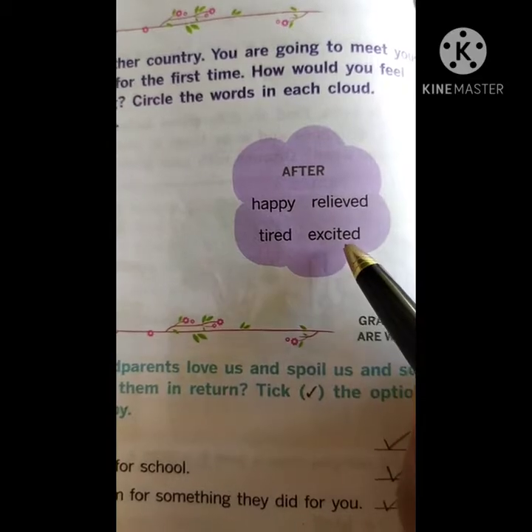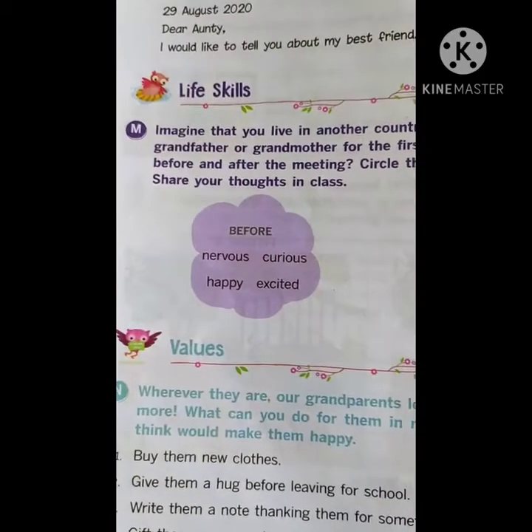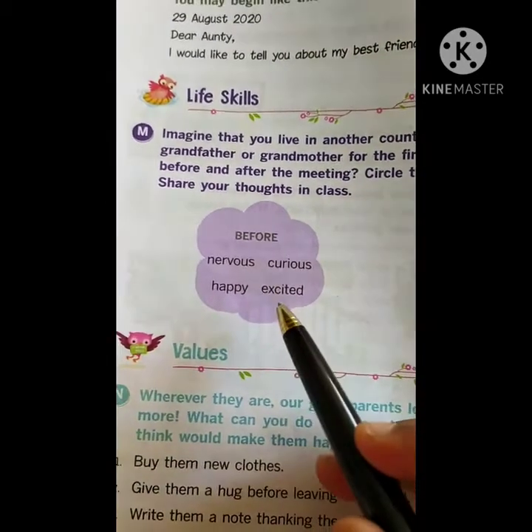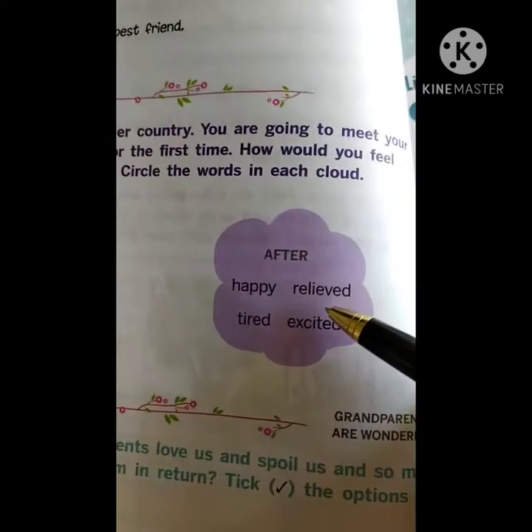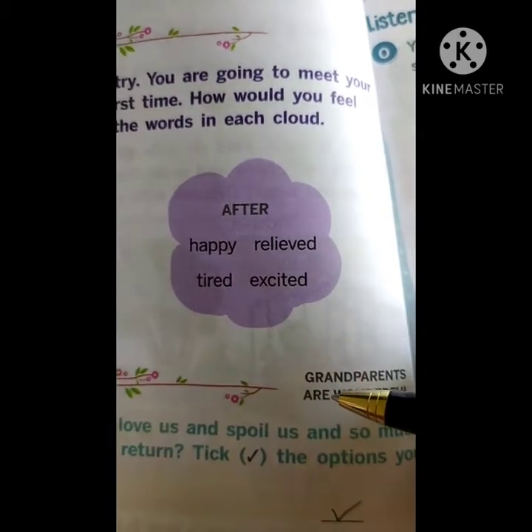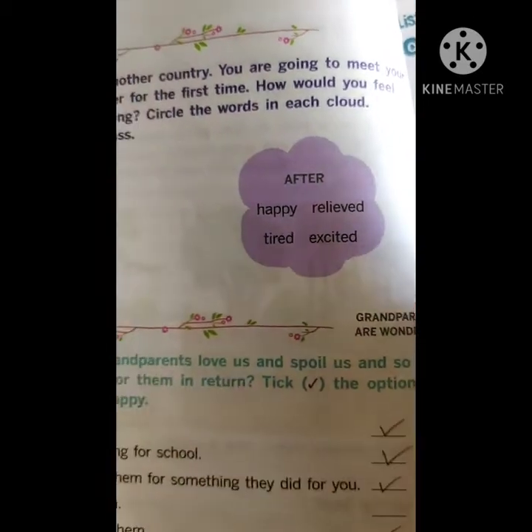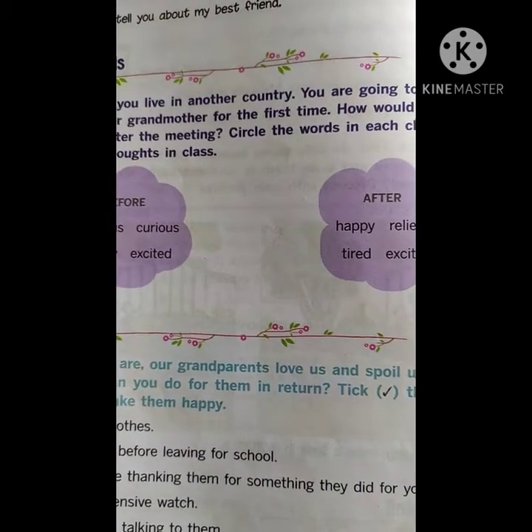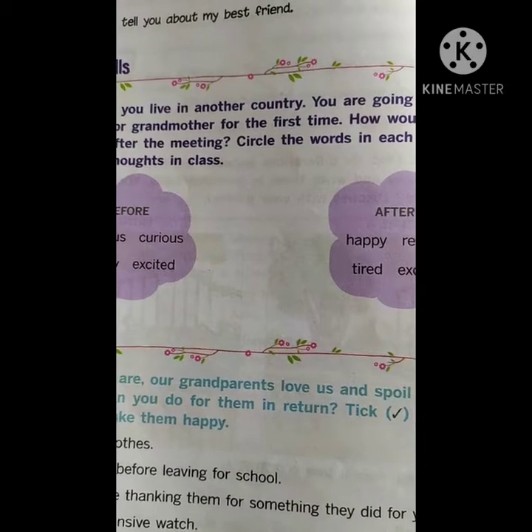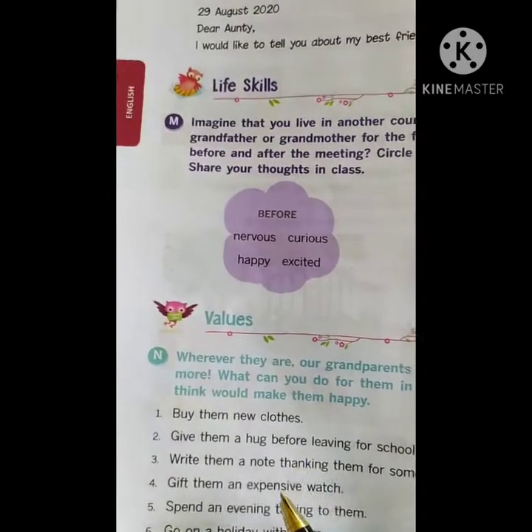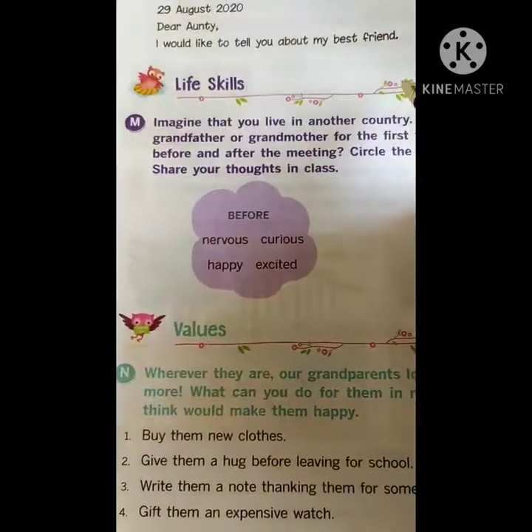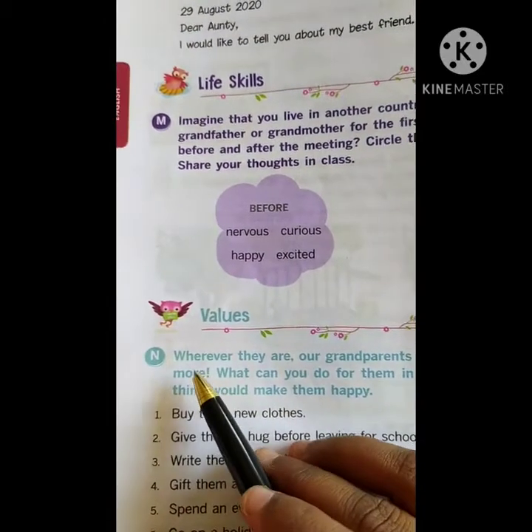relieved, tired or excited. Like children, in my opinion, I will be excited and happy before, and after also I will be happy and relieved, because after meeting the grandmother or grandfather, we felt very relieved. Okay. Next, values. This is about the life skills and this is about the values.